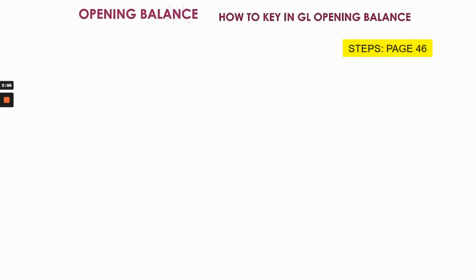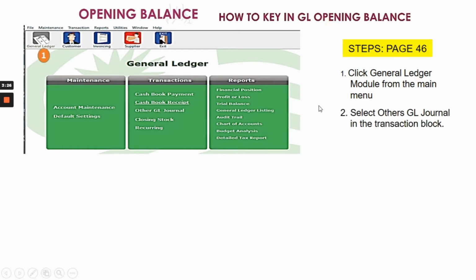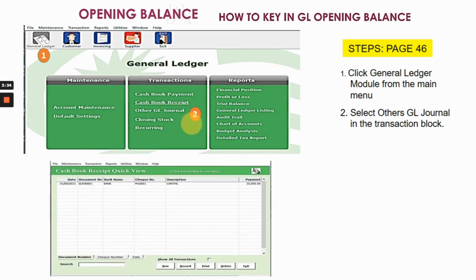So, how to key in GL opening balance? There are a few steps that you have to follow, page 46 in the textbook. The first one, click General Ledger module from the main menu. Number two, select other GL journal in the transaction block. Three, click new in the journal given.